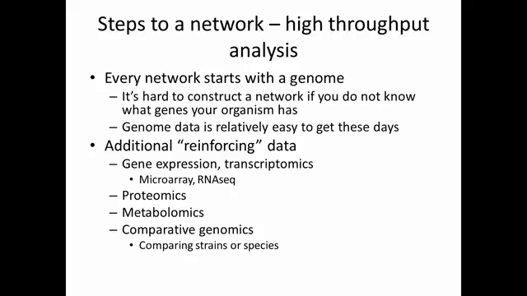You will want additional reinforcing data for your network, things like gene expression data, transcriptomics, to tell you what genes are being expressed to what levels under what conditions. And of course, the genes, the levels, the conditions, that all depends on the phenomenon that you're studying. In addition, you can use things like proteomics. It tells you how much protein or how much enzyme is available. Metabolomics tells you how much product is being made, how many intermediates are in the cell. And you can also use comparative genomics, which can be, at least on the face of it, a DNA to DNA comparison of different strains and species, or at least the genomes of those strains and species.